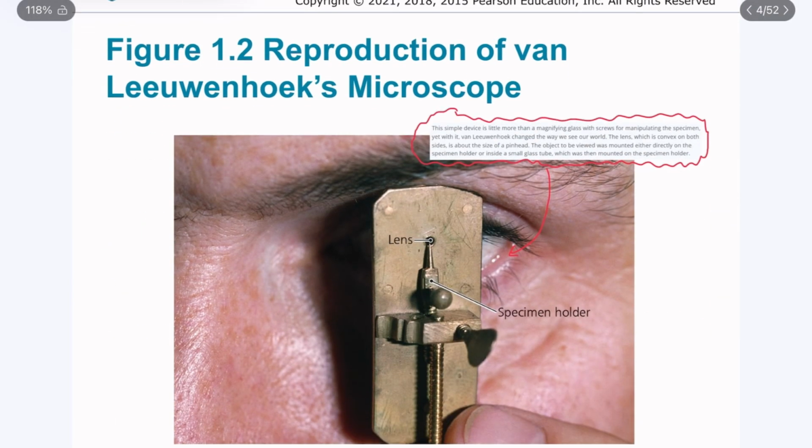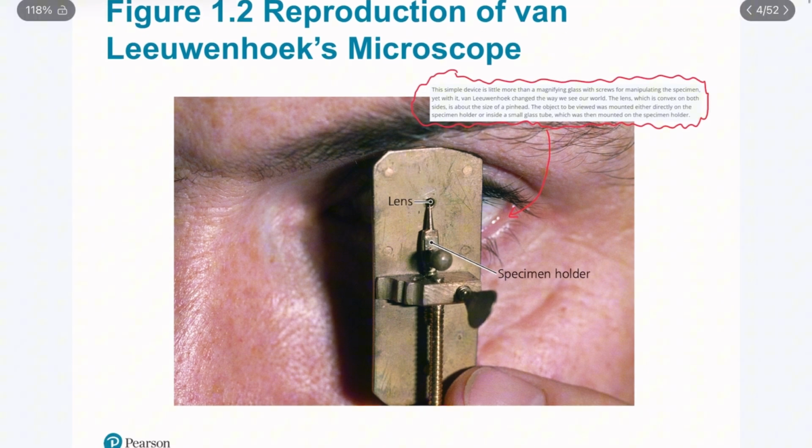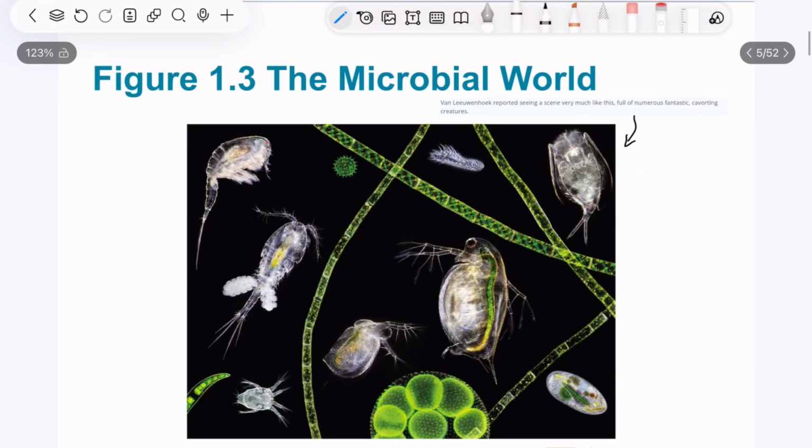So Van Leeuwenhoek's simple device, resembling a magnifying glass with screws for adjusting the specimen, revolutionized our understanding of the world. The tiny convex lens, about the size of a pinhead, allowed him to view objects mounted on a specimen holder or in a small glass tube. This tool enabled groundbreaking discoveries in microscopy. So the microbial world. Van Leeuwenhoek reported seeing a scene very much like this picture.